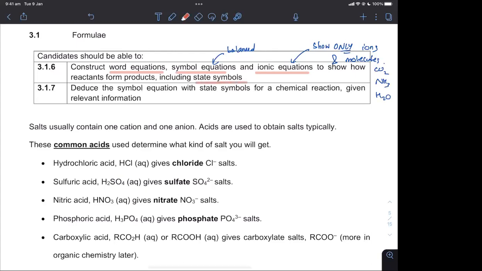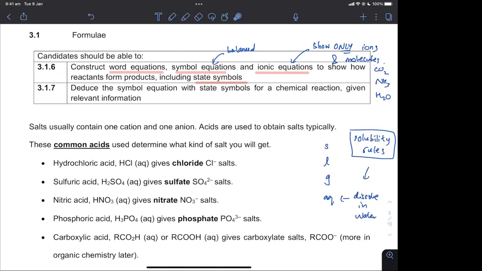Including the use of state symbols. There are 4 actually: solid, liquid, gas, and aqueous, which means dissolved in water. So you need to know your solubility rules. This comes in a later topic, but you must have heard of solubility rules, like all Na plus, K plus, NH4 plus salts are soluble, all carbonates are insoluble except sodium, potassium, and ammonium carbonate. And sulfates, you have barium sulfate, which is insoluble, and some other stuff as well.